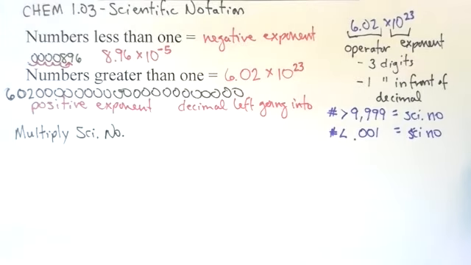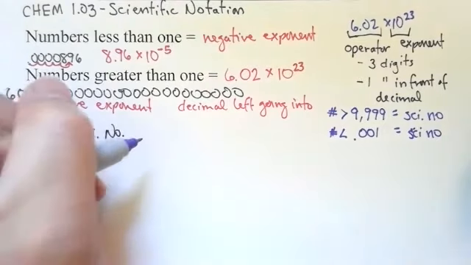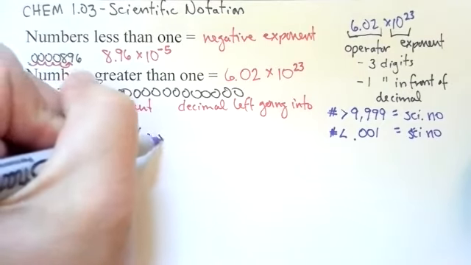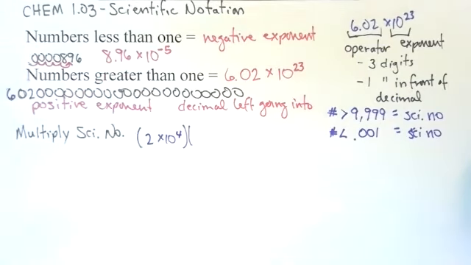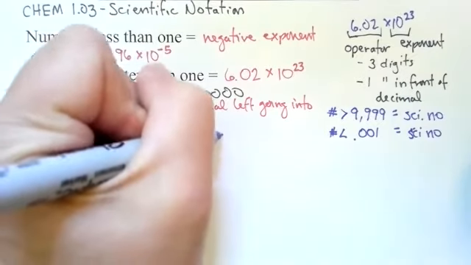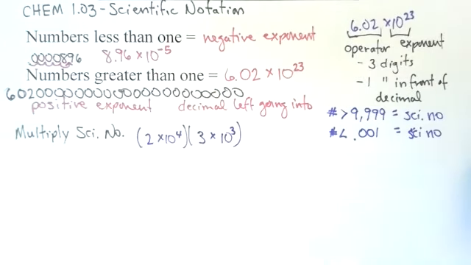In case you haven't figured it out yet, scientific notation is often abbreviated SCINO. So let's take two numbers and multiply them together. Let's take 2 times 10 to the 4th, and multiply that by 3 times 10 to the 3rd.